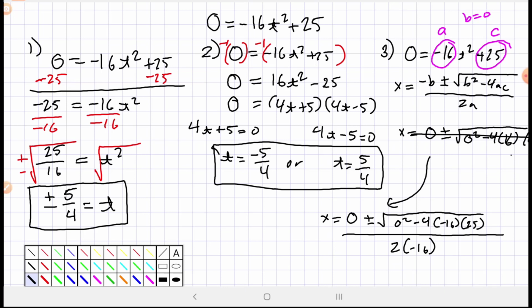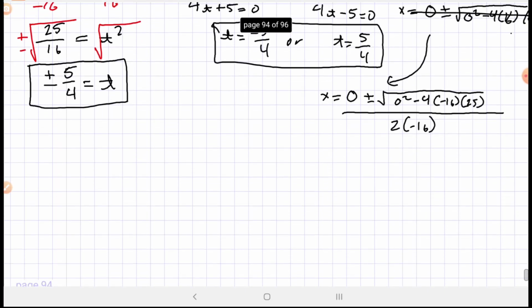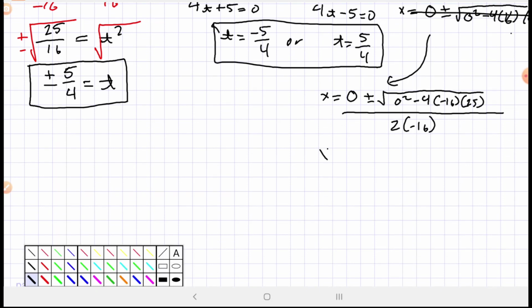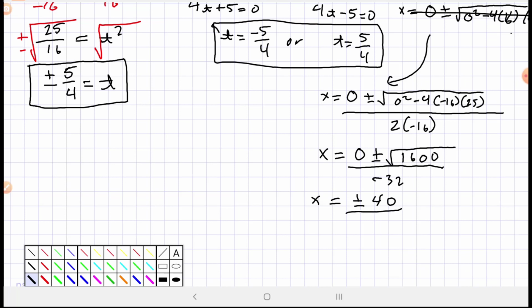Okay, perfect. Let's continue to work this out. x is equal to 0 plus or minus, what does that work out to be? That works out to be the square root of 1600 divided by negative 32. What's the square root of 1600? I don't even need the 0 anymore, so just plus or minus. The square root of 1600 should be 40, so 40 over negative 32.